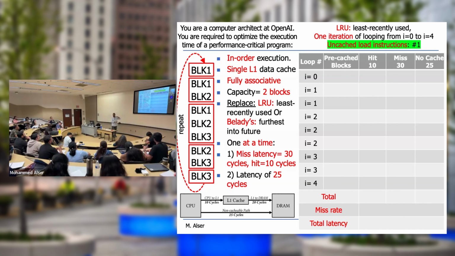Uncached means there is no cache, okay, for block 1 only. So whenever the CPU asks for block 1, we have to detour over this path. If block 2, block 3, we have to use the first path. Okay. This is a bit tricky because there's no cache over there. So any block going through this path, we don't have to add it to the cache. Remember that.